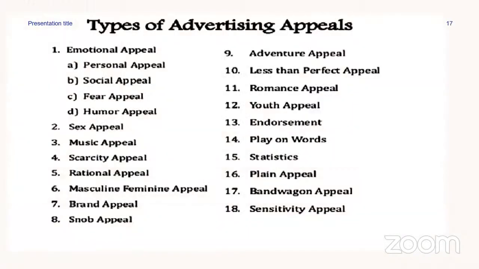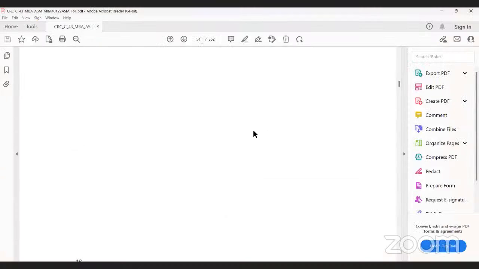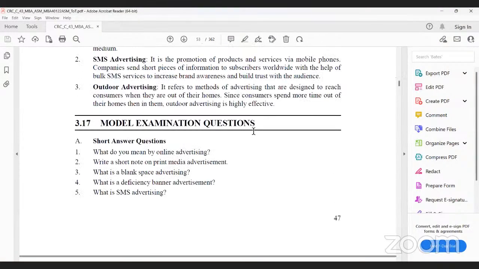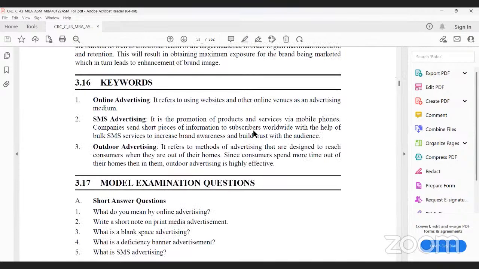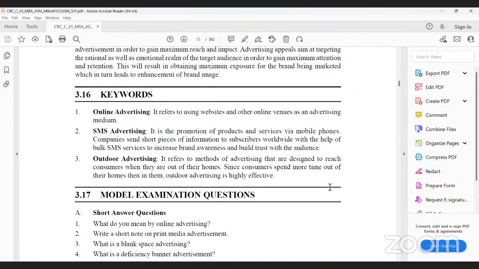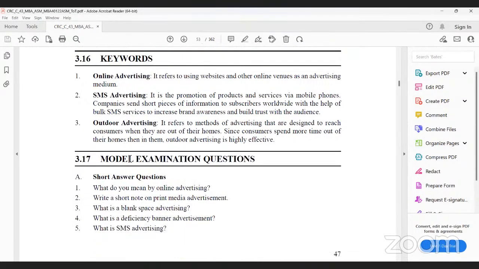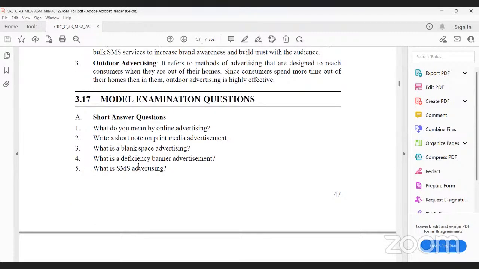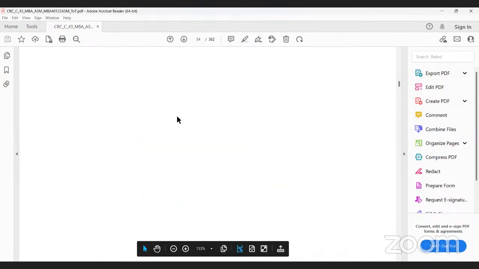So after this, we completed these different types of advertisements. After that, we'll move to unit number 4. We discussed so far the types of advertising. The keywords are online, SMS, and outdoor. Outdoor means the company can conduct events or go to customers' houses, giving the product. Right, one-to-one contact is there.